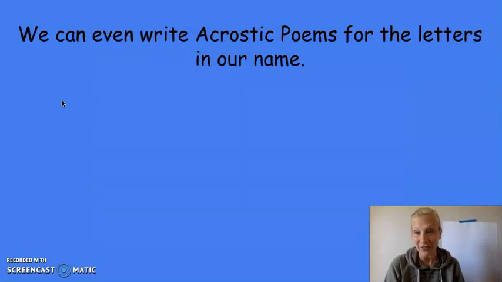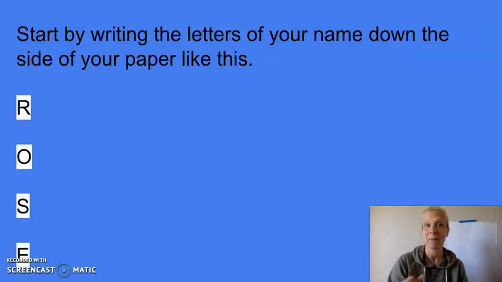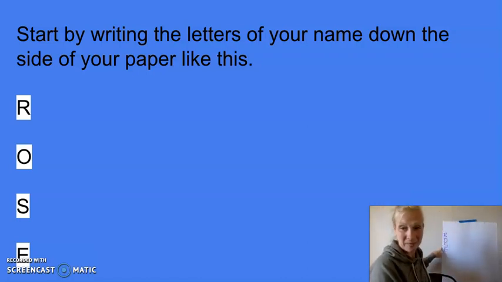Now, we can even write an acrostic poem for the letters in our name. We're going to try that next. Will you help me do my name? I'm going to start by writing the letters of my name down the side of my paper, just like this. I have my name here on my paper. Now, since I'm writing this poem about myself, I need to think of words that would describe me.